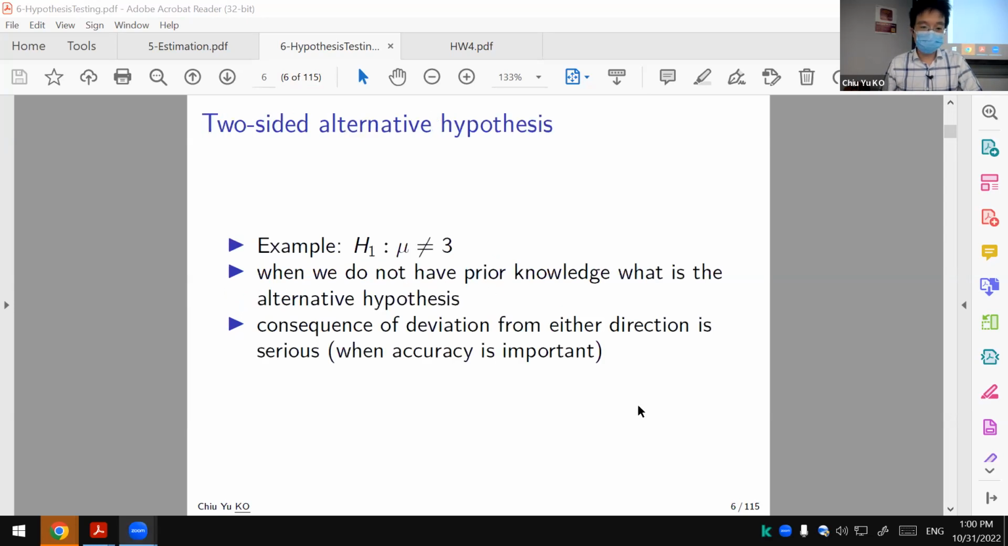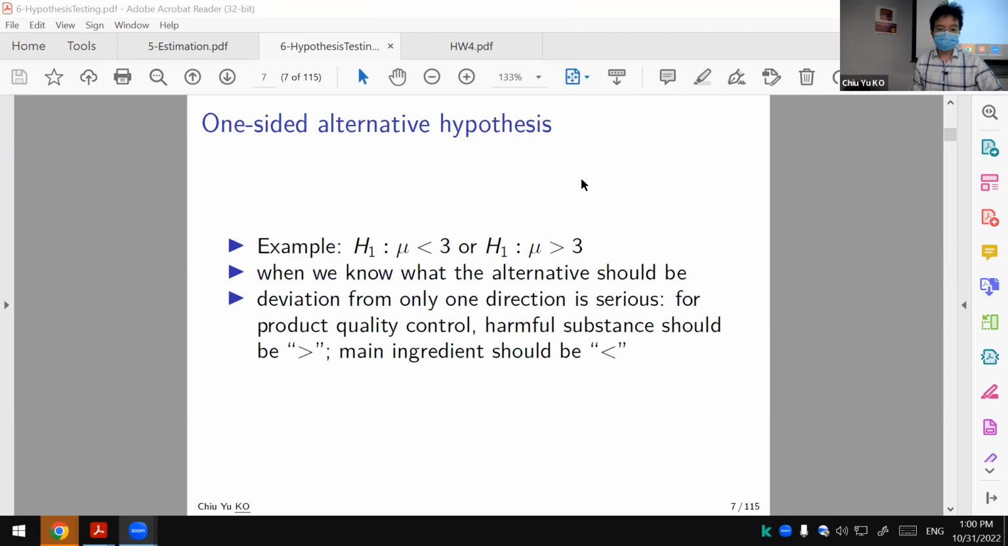Now, once we have that, as I said, there's a two-sided, right? You don't know which way it should be, right? You don't have good knowledge about it, or the accuracy is important. Okay, I think I have mentioned already, right? And the one-sided is when you know which sign is more important, right? Say quality control, right? In that case, harmful substance will be more than, and main ingredients will be less than as alternative. Is that clear? Is it okay for these few slides?